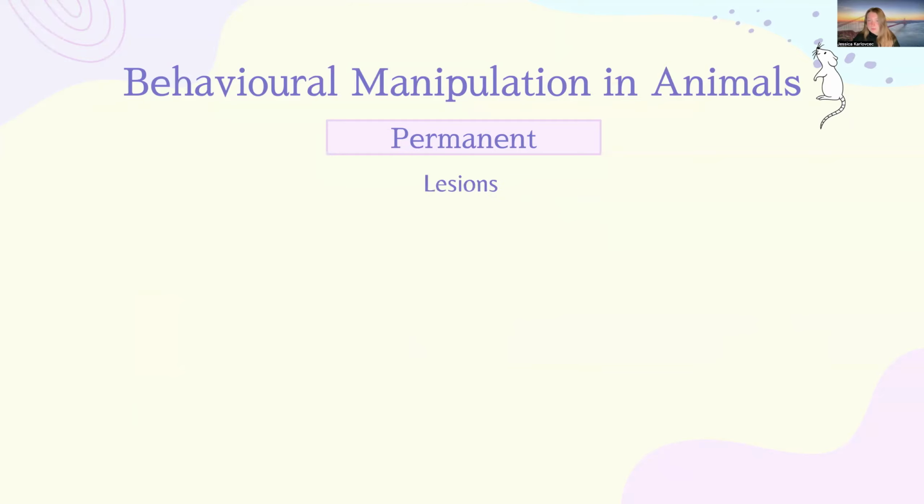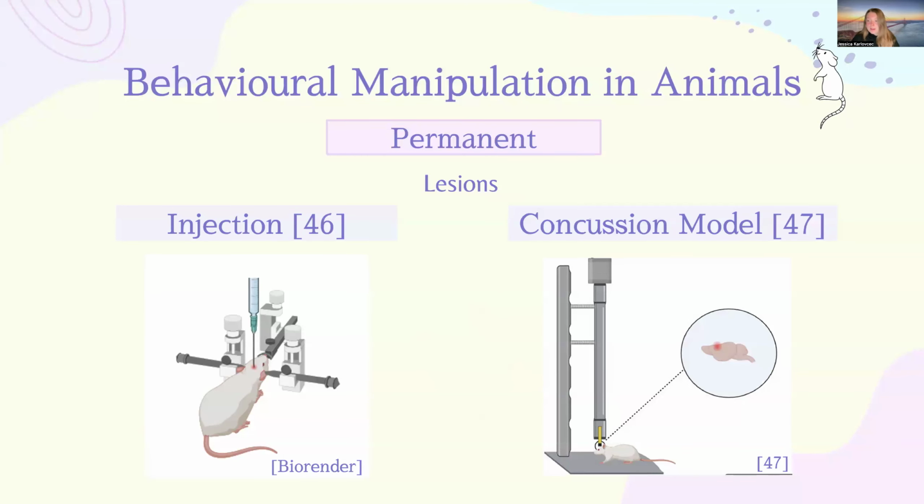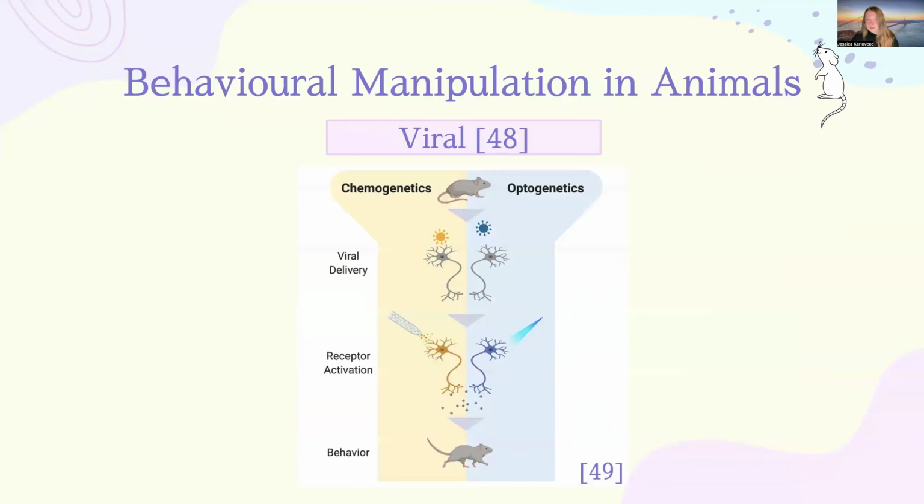Another way we can permanently change behavior in animals is by creating brain lesions, which means damaging a specific brain region to see how behavior changes. There are two main ways to do this. One method is to inject a chemical that destroys cells in a targeted area. And the other method is to physically damage a small part of the brain using a surgical tool, which is how we can model concussions. Both approaches help researchers figure out which brain regions are necessary for certain behaviors.